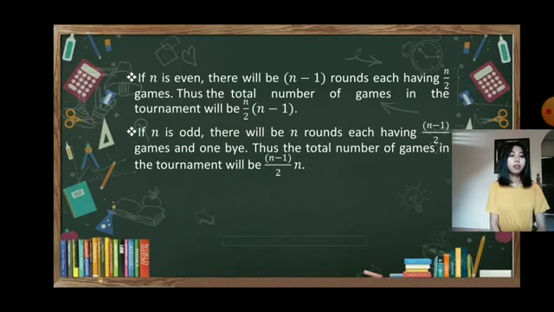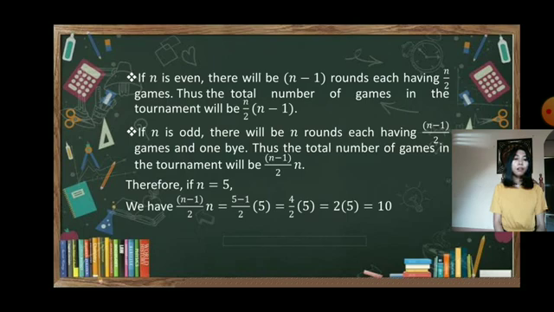Therefore, if n is equal to 5, which is an odd number, we have n minus 1 over 2 times n. Substituting n by 5: 5 minus 1 over 2 times 5 is equal to 4 over 2 times 5, or 2 times 5 is equal to 10. Therefore, the total number of games in the tournament is 10.